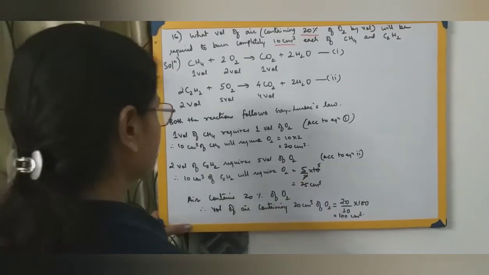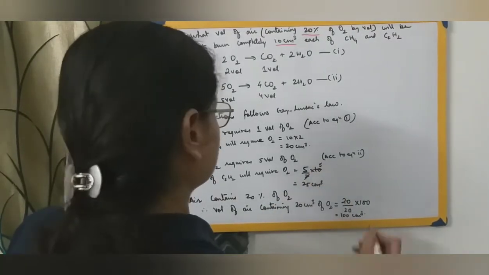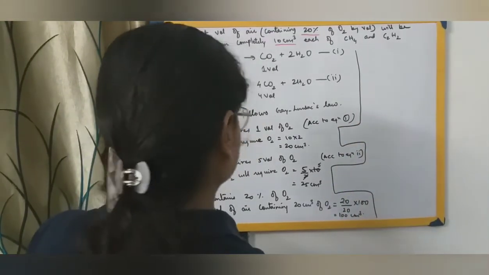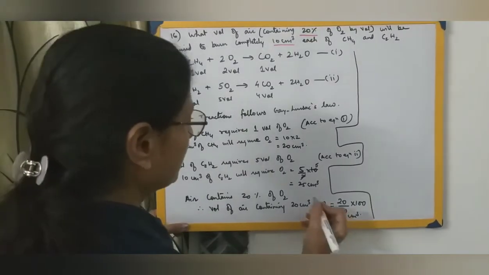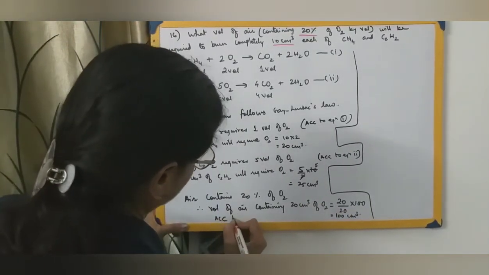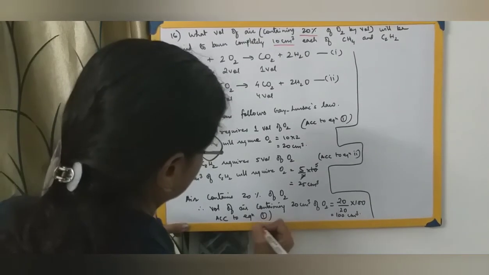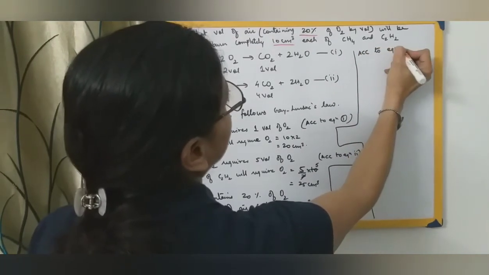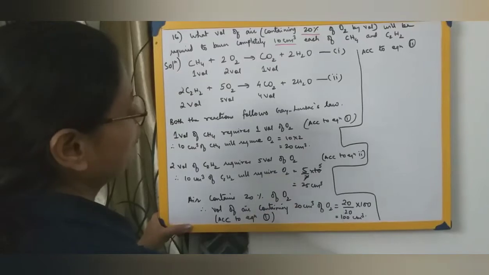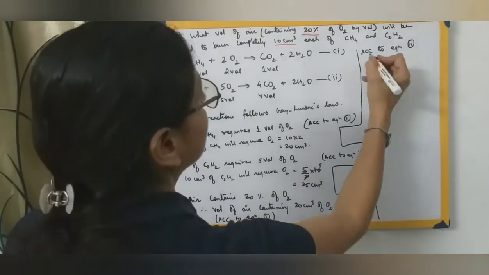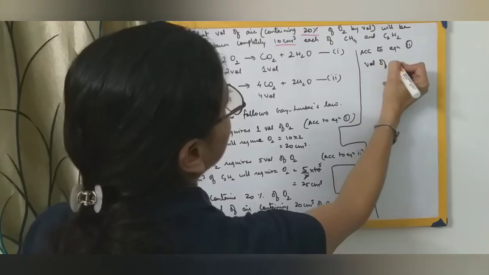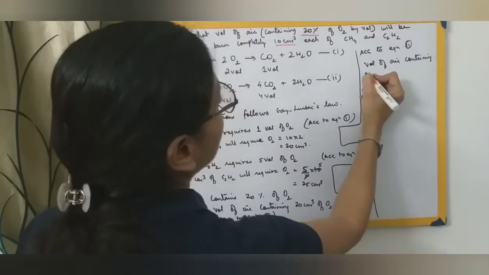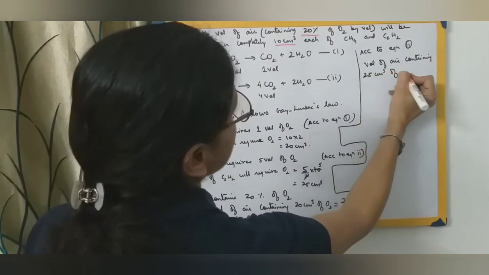Next, for this equation, so this is also according to equation 1. In the next, you mention over here according to equation 1. Okay. According to equation 2, what is it? That is 25 cubic centimeter. So volume of air containing this 25 cubic centimeter of oxygen.